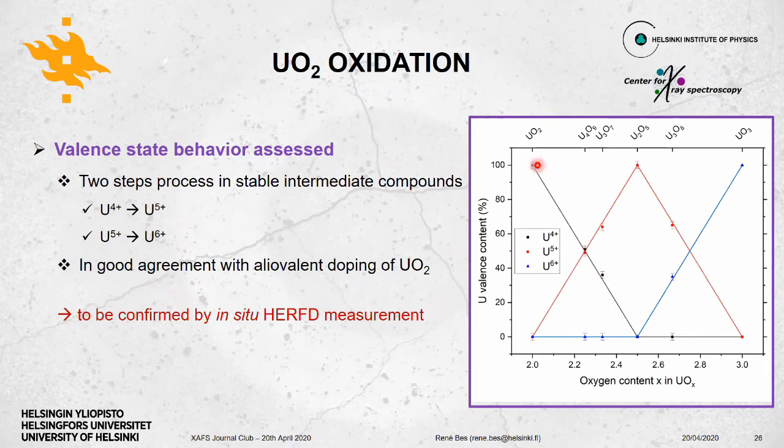And this two-step oxidation behavior is in good agreement with what happens when you dope uranium dioxide with some aliovalent fission products like lanthanides. If you do that, you observe that uranium 4+ is at the beginning changed into 5+, and when all the 4+ are already changed, only then do you start to observe uranium 6+.